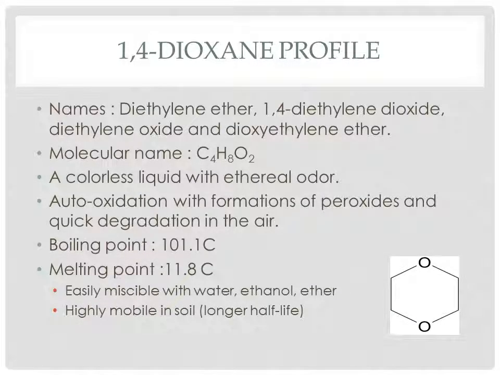So what is 1,4-dioxane? It has several names, which include diethylene ether and 1,4-diethylene dioxide, and its molecular formula is C4H8O2. As you can see on the slide, it's basically a 4-carbon ring connected by 2 oxygens. It's a colorless liquid with an ether-like scent. When it's in the air, it oxidizes and forms something like peroxide, and it quickly degrades. It has a boiling point of 101 Celsius and a melting point of 11 Celsius.